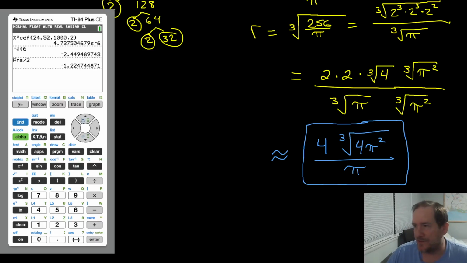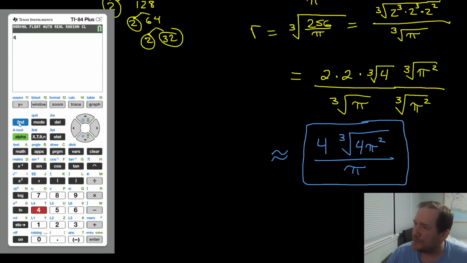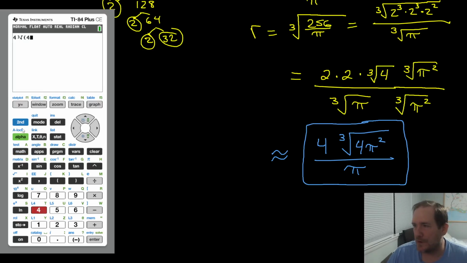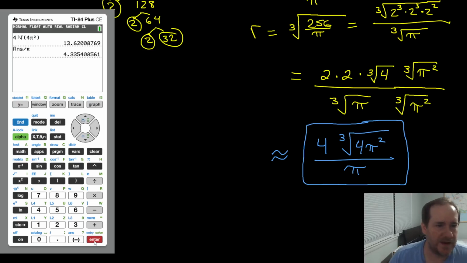Alright, here's my trusty calculator. Some of you guys know that to find the cube root you can go into math and then just down to cube root, option 4. So I'm doing 4 times the cube root of 4 pi squared, close parentheses. Let's just see what that is. It's that. Then you divide that by pi, and it's that. So I'm getting 4.335 as an approximated value here.